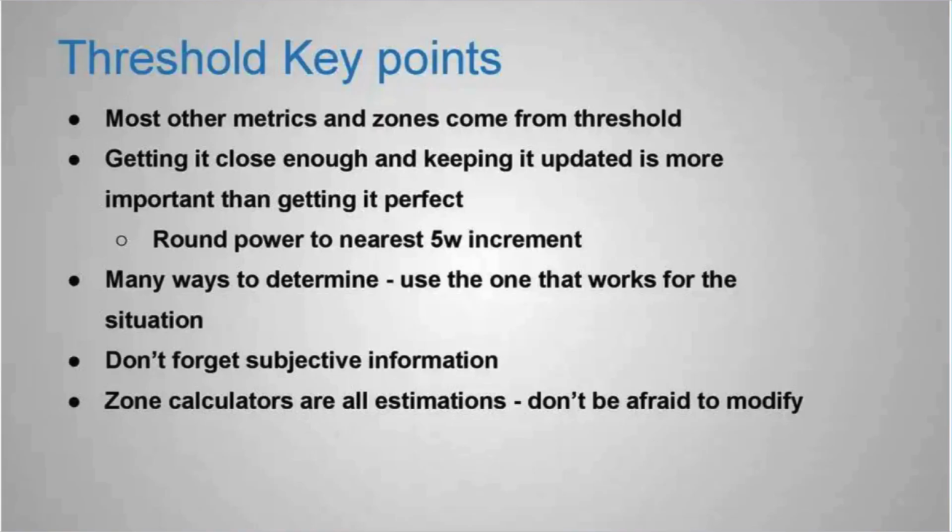Don't forget to pay attention to subjective information as well. If an athlete is starting to describe threshold or VO2 max workouts that were previously very difficult as much easier to complete, it may be an indicator that their threshold has improved. Finally, zone calculators are all approximations of overlapping and indistinct energy systems. So don't be afraid to modify them for each athlete as you learn more about that athlete and as their abilities progress.